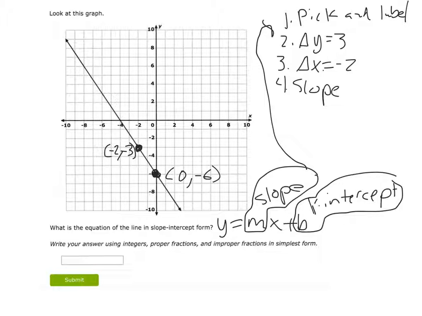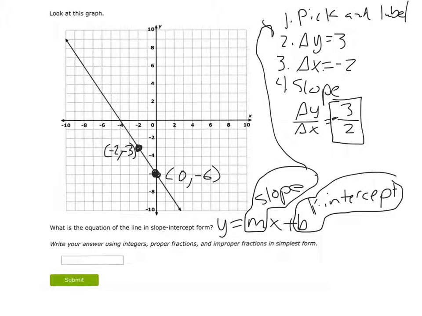Step 4, slope. The slope is going to be change in y divided by change in x, which equals 3 divided by -2. So what I'm going to do is put that negative in front. Something like that. There we go.